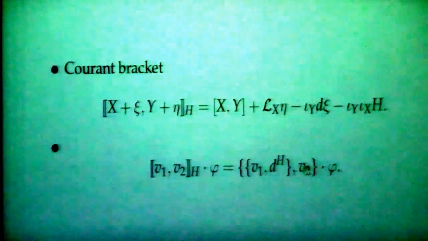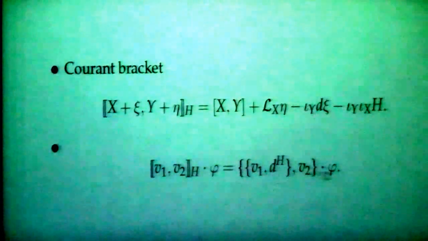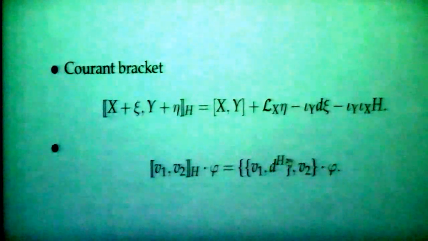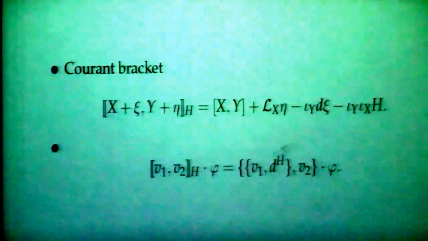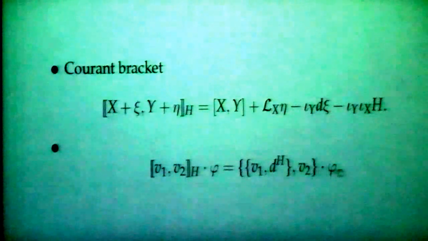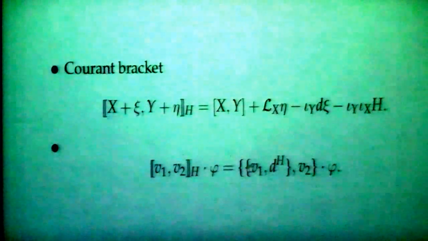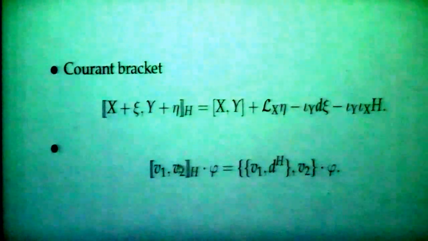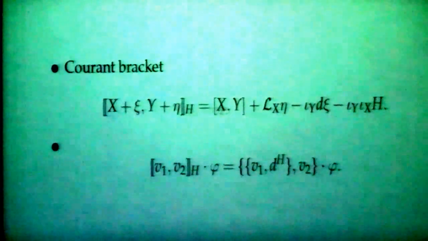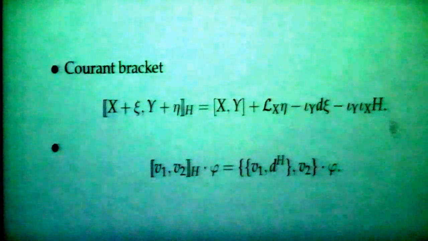I'm thinking here that sections of T plus T star act on forms by the Clifford action, and this thing here in principle would just be another differential operator acting on the form phi. But in fact, it's not a differential operator at all. It's a tensor. It's just another section of T plus T star, and that's how you define the bracket. And you can just do a computation to get that this is the expression for it. Okay?